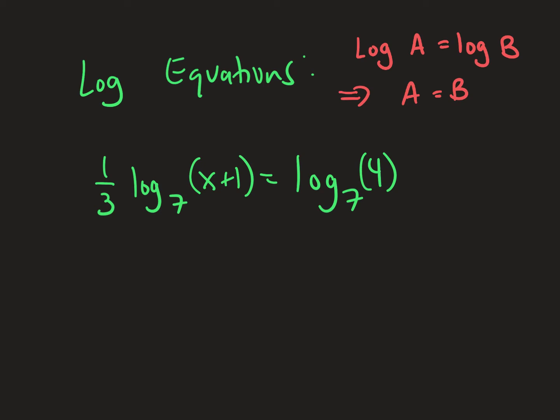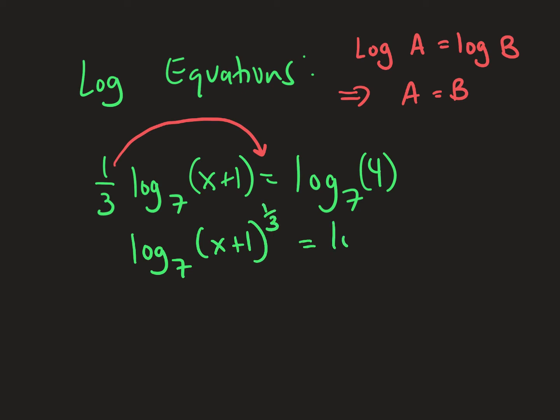1/3 log base 7 of x plus 1 equals log base 7 of 4. Now before I go anywhere, you notice there was a number out front of this log, so I have to get rid of that 1/3. But one of our properties says if I have a number out front, I can just bring it to the top. So I can rewrite this as log base 7 of x plus 1 to the 1/3 equals log base 7 of 4.